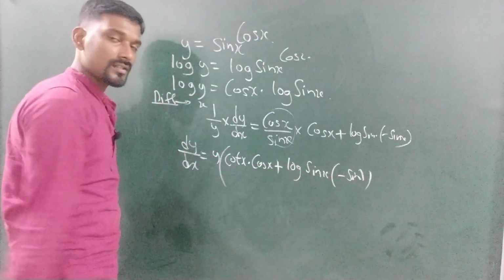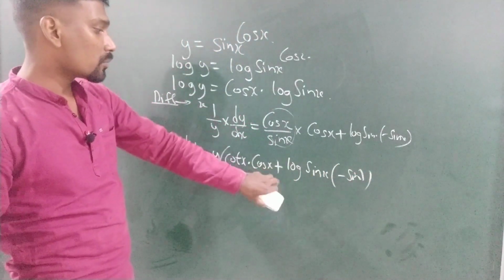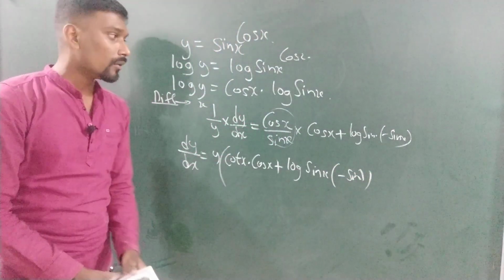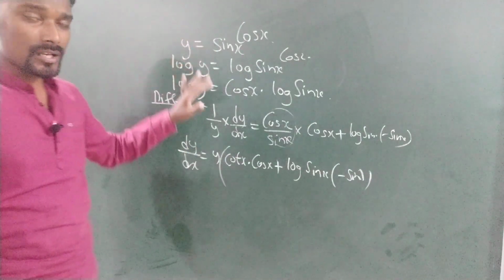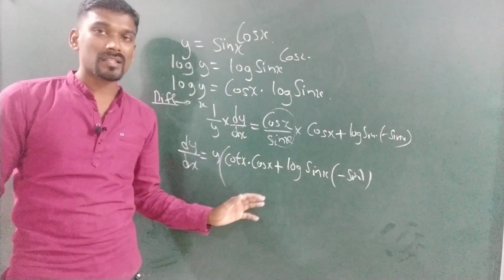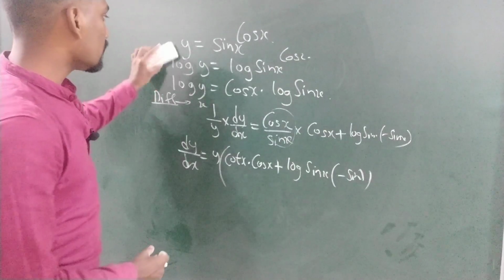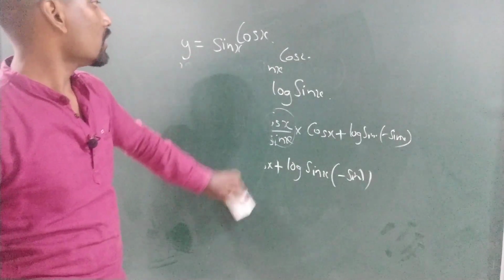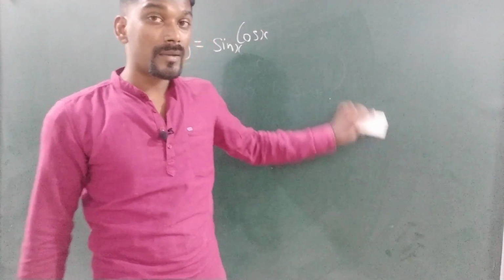Be careful with the signs here. You can just put the minus sign and you get the answer. So in this way, this is the long method. This is a very lengthy method. There is a shortcut also. When there is an f of x to the power of g of x, you can directly put the values. I'll tell you the shortcuts in the next videos.